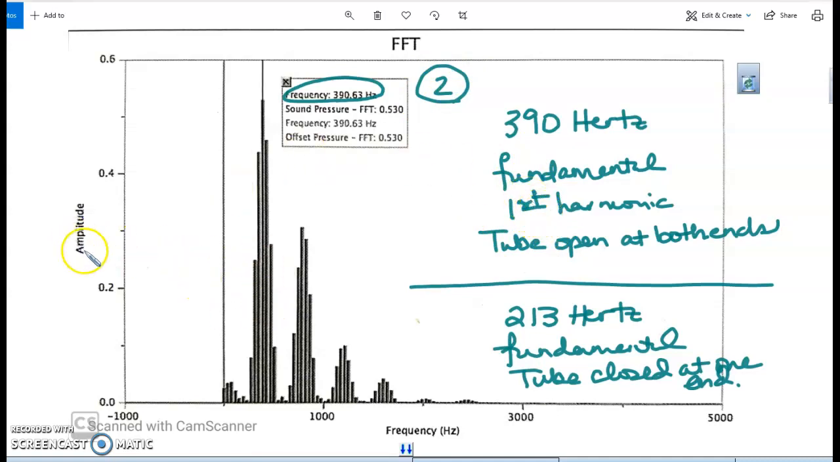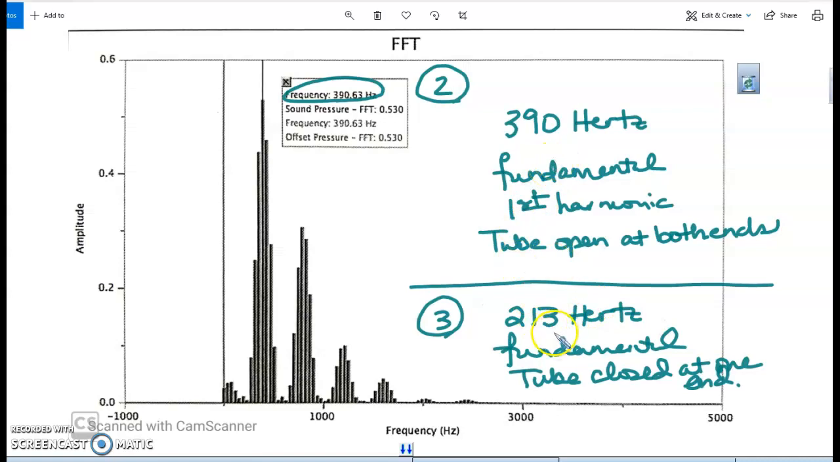So the last graph, just name the graph, and then talk about this graph, and talk about the fact that they're both about 390 hertz. And that's the conclusion I came to. And then for the pipe that's open only at one end, this was repeated and we got 213 hertz. All right. I guess we could make that number 3. All right, so that'll be number 3.